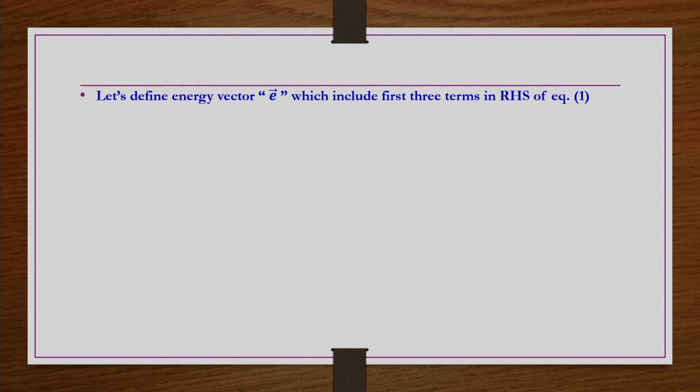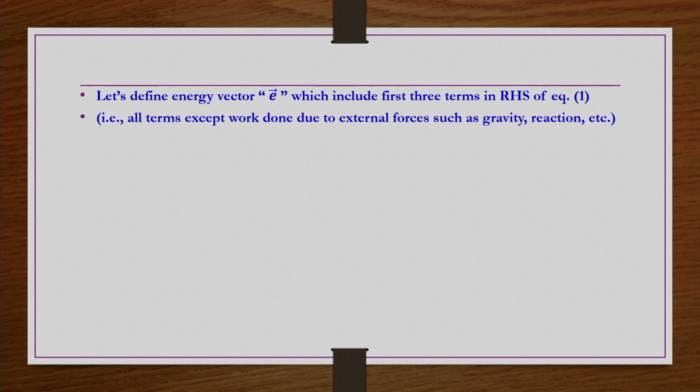Okay. So, now what we are going to do is define an energy vector E, which includes the first 3 terms in the RHS of equation number 1. What are the first 3 terms in the RHS of equation number 1? Except the work done due to the external forces, that is, except the terms which are having gravity, reaction, etc., all other terms in the RHS of equation number 1 should be added together, and then we have written them as a kind of vector E.